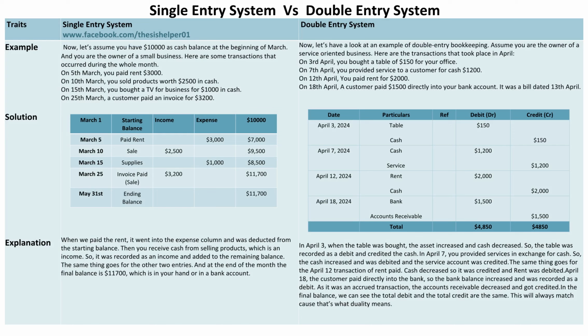Now, let's assume you have $10,000 as cash balance at the beginning of March, and you are the owner of a small business. Here are some transactions that occurred during the whole month. On 5th March, you paid rent $3,000. On 10th March, you sold products worth $2,500 in cash. On 15th March, you bought a TV for business for $1,000 in cash.